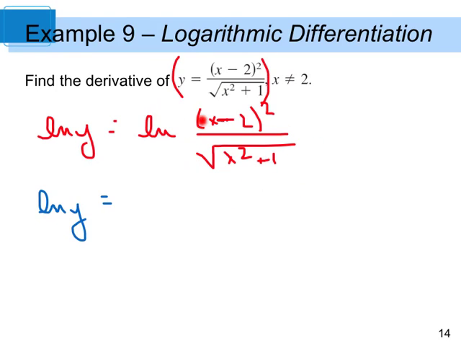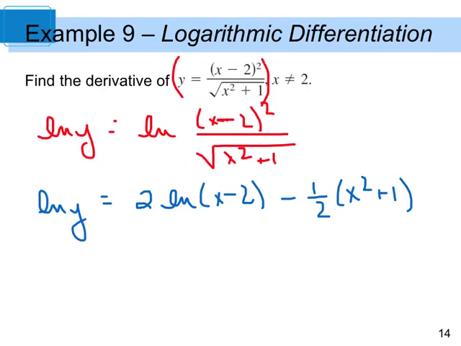Now when I do the natural log of x minus 2 quantity squared, I'm at the same time going to use the property where I could take the 2 as an exponent and pop it up front as a coefficient. So I'm going to end up with 2 times the natural log of x minus 2 minus 1/2, again taking the exponent outside, times the natural log of x squared plus 1.